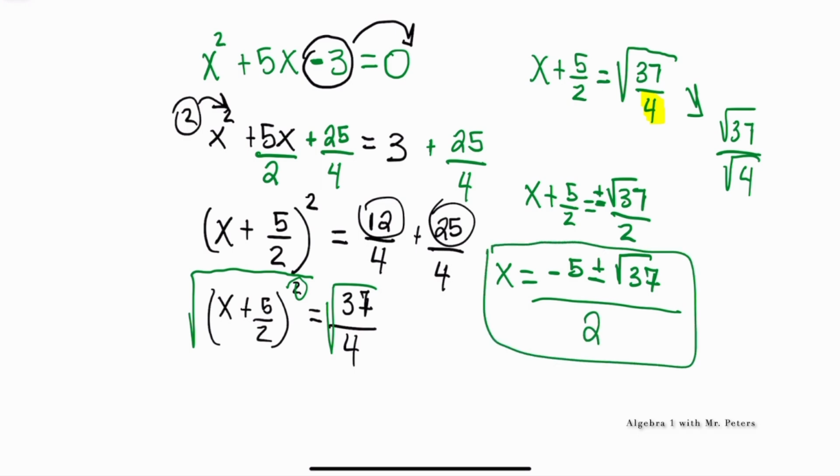Please be mindful that we didn't have to do anything extra because 5 over 2 and radical 37 over 2 already share the same denominator.